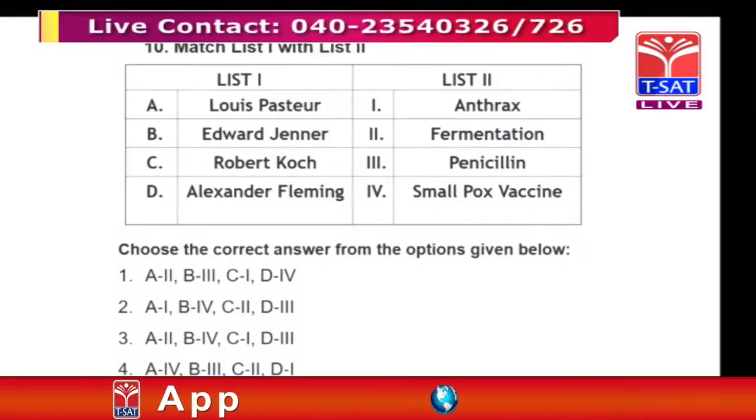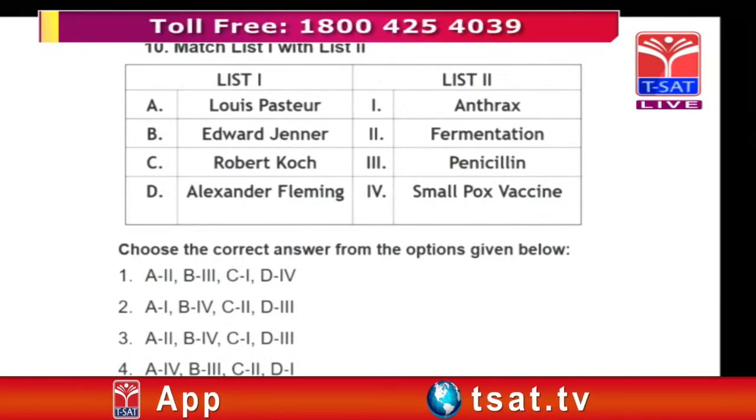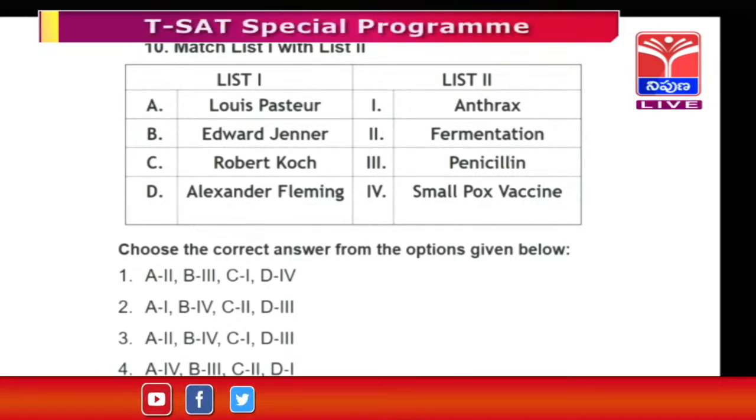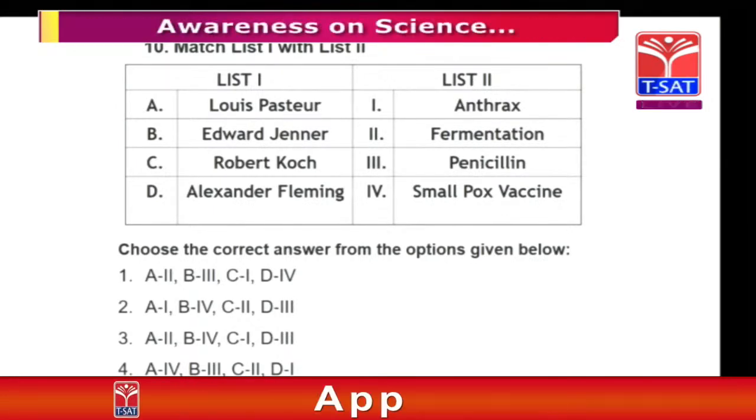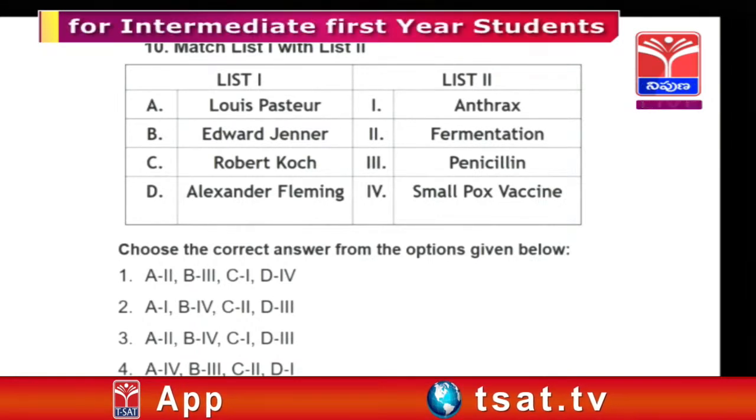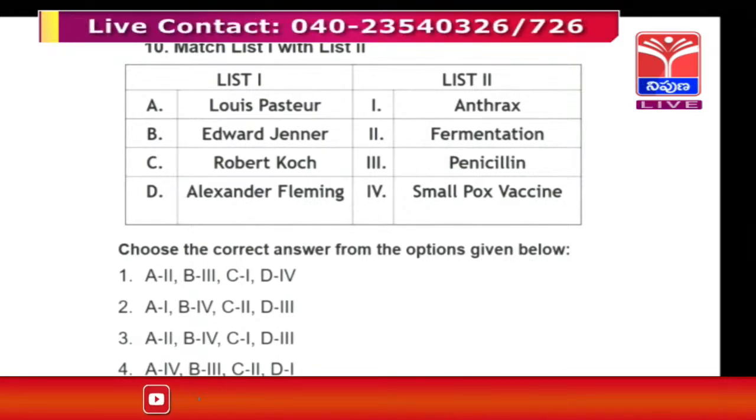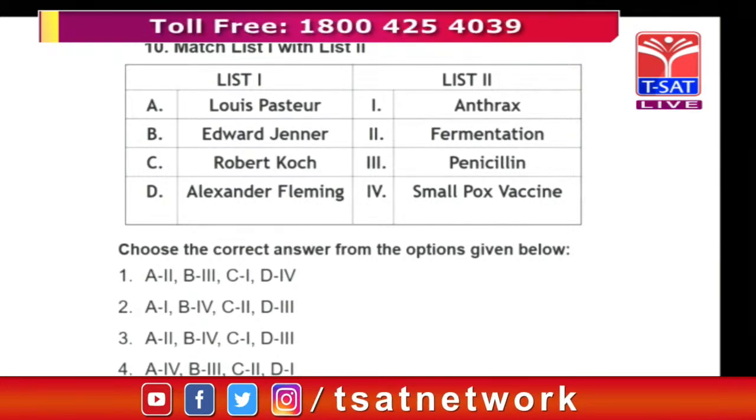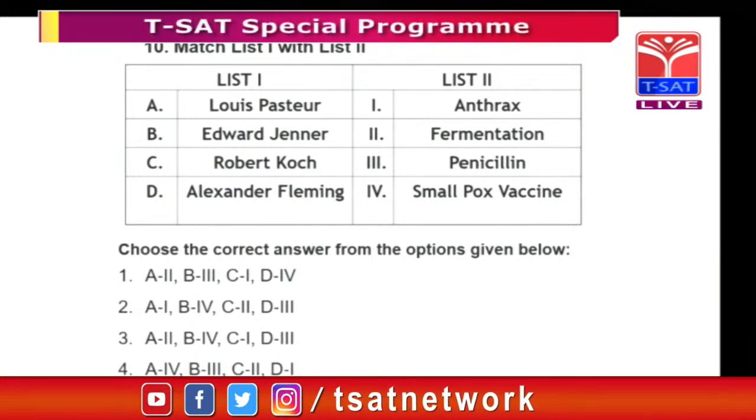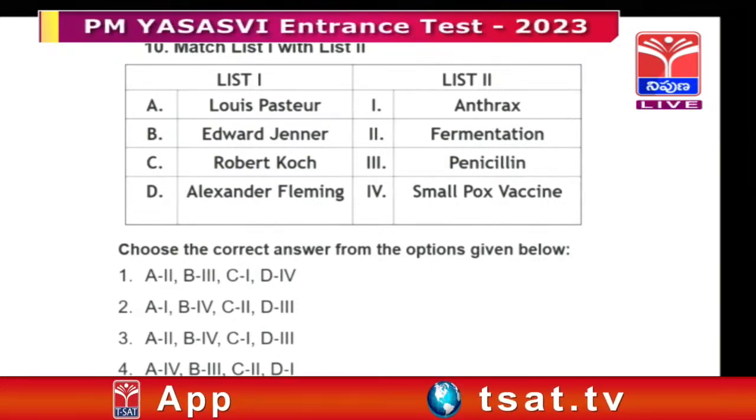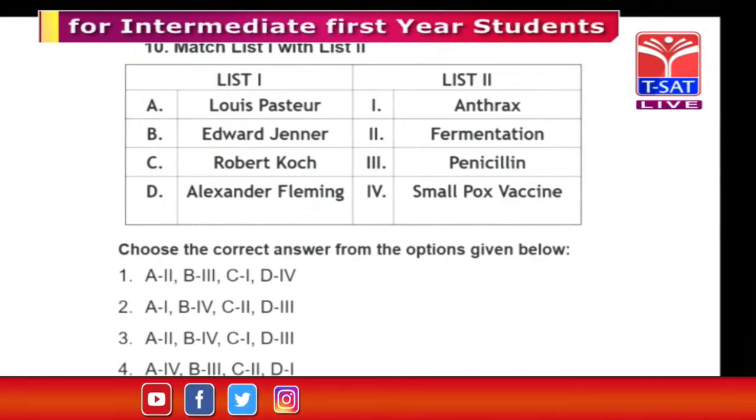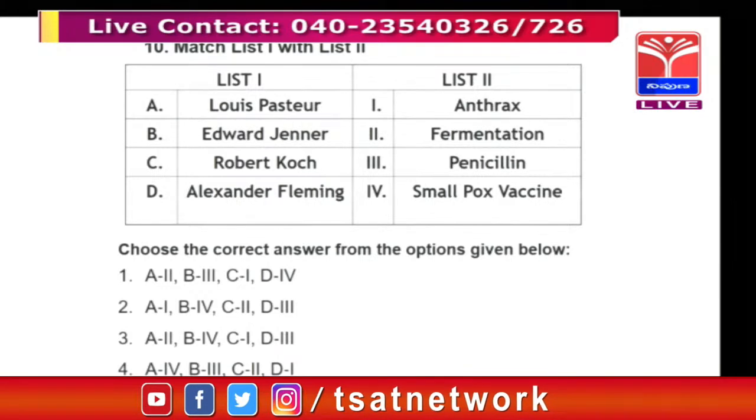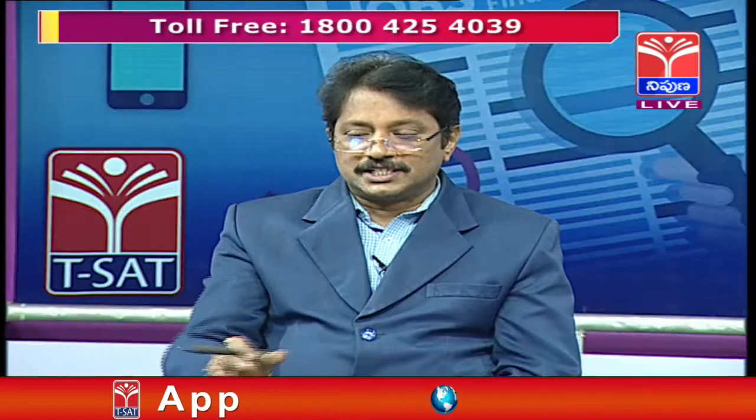Now shift to the next one. Match list 1 with list 2. Again it is from the biological science question. Here some scientists' names are given and their inventions are given in list 2. List 1: Louis Pasteur, Edward Jenner, Robert Koch and Alexander Fleming, all very familiar names. List 2 gives the vaccine or disease: anthrax, fermentation, penicillin, smallpox vaccine. Manikya sir, can you give the scientists and their inventions, then we can match list 1 and list 2 easily.